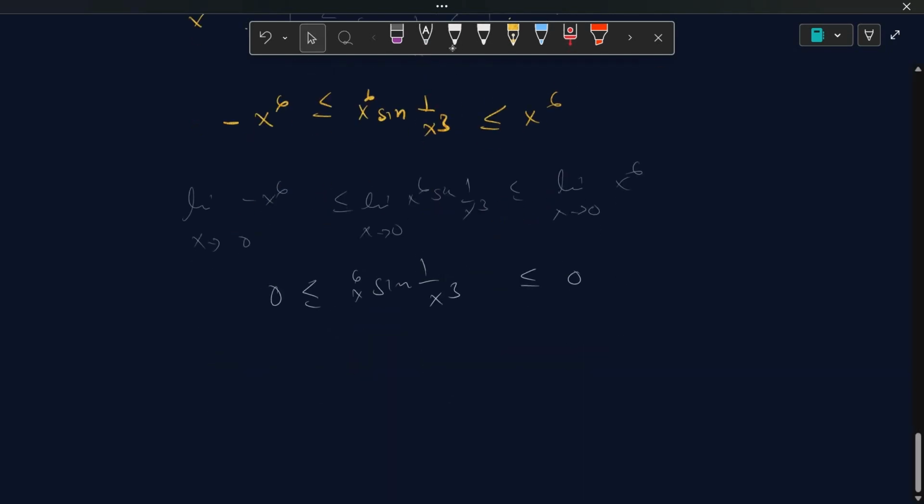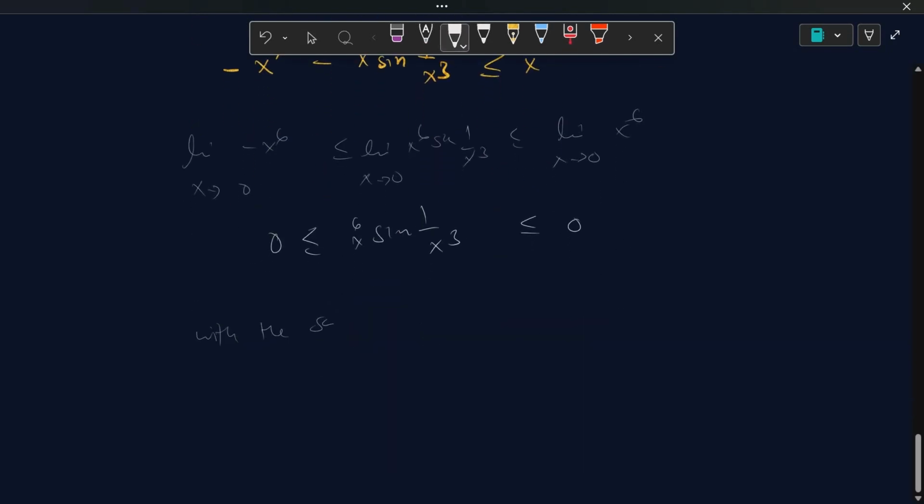So here you can conclude with the squeeze theorem that the limit as x approaches 0 of x to the power of 6 sine of 1 over x cubed is equal to 0, and this completes your question over here. So let's move on.